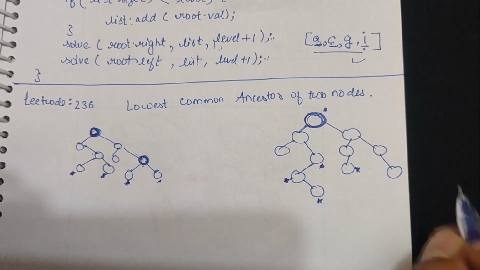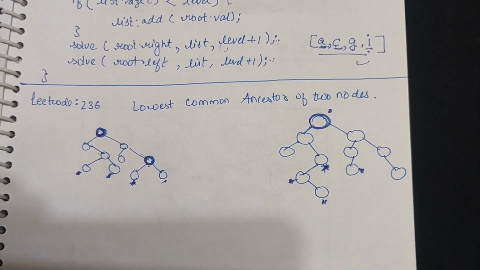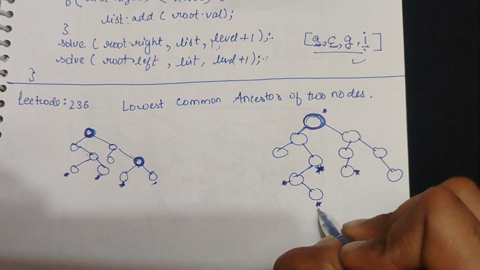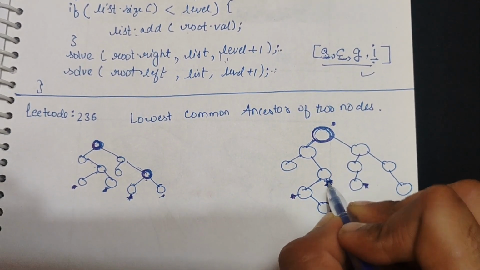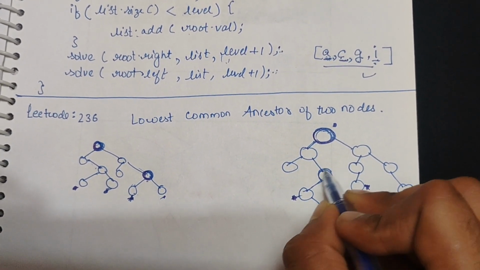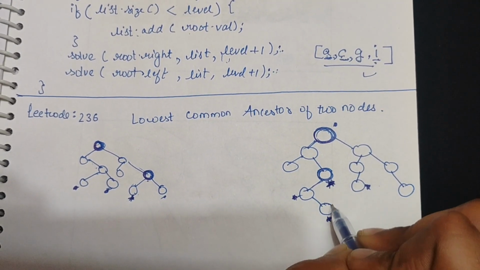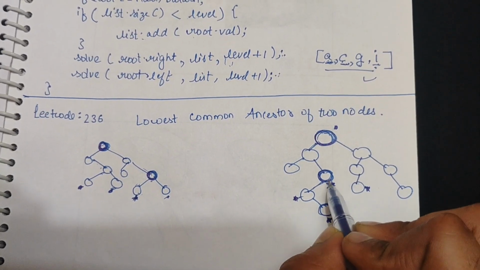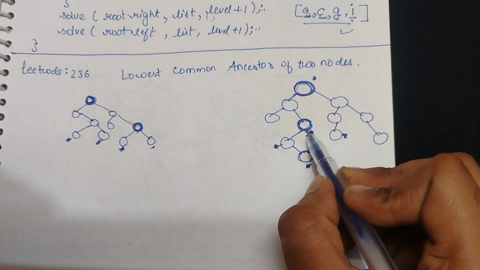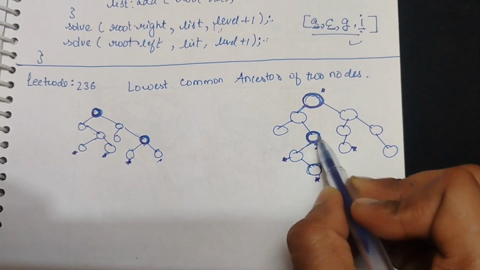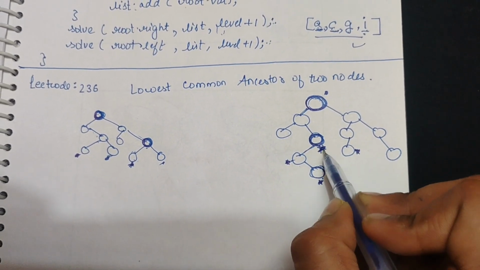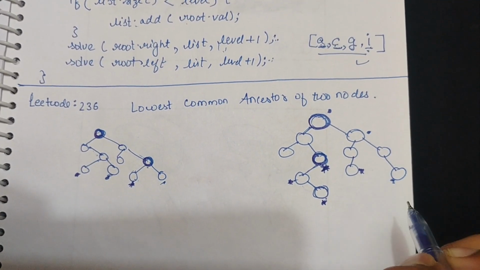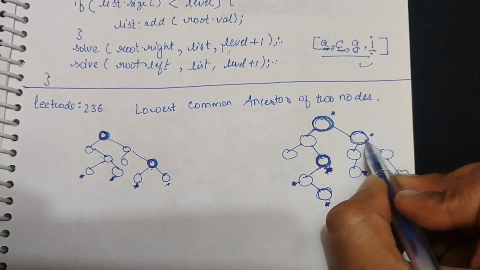This is an important part, an edge case. Tell me the LCA of this node and this node. I can see that this node is deriving the other, so it is itself the LCA of this node and itself. Every node is its own LCA. If I say LCA of this node and this node, this node is deriving this, so this becomes the LCA. Same if I ask the LCA of this node and this node, it will be this node.